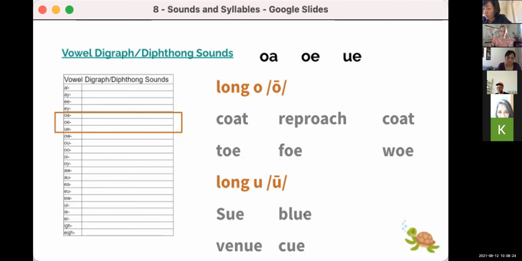Remember with this UE ending and that long U sound, there are those two different pronunciations that are changed by the consonant that comes before it. We will talk more about long U next week, I think, and so we'll go over that difference again.